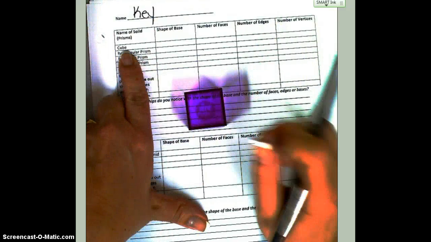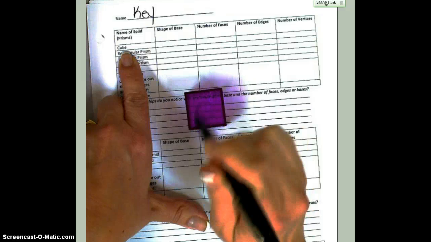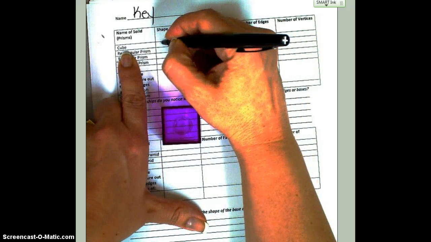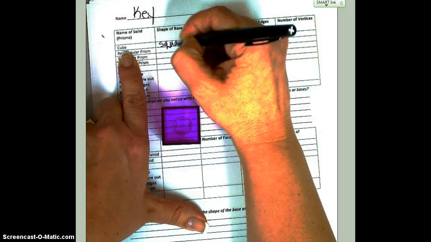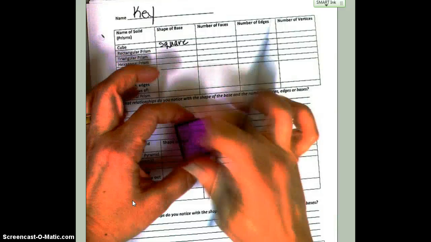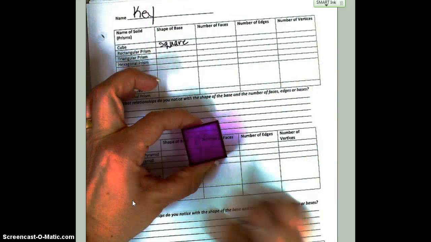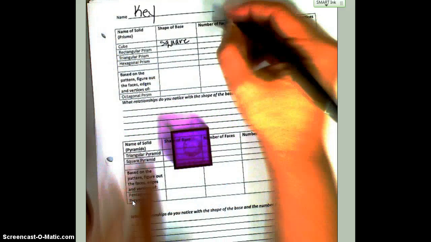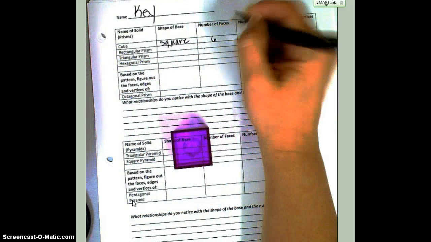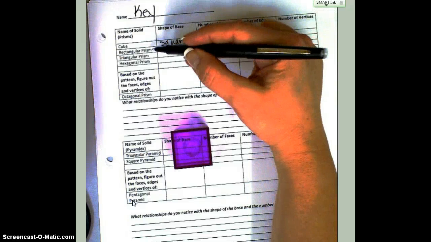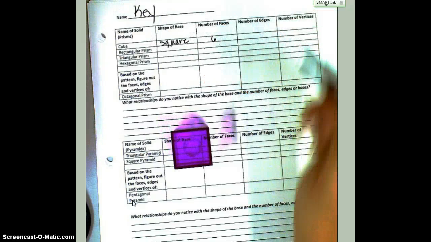It's our first shape. Shape of the base, if it's truly a cube, the shape of a base should be a square. And number of faces, those are the flat sides, 1, 2, 3, 4 as I go around, plus the bases, 5, 6. And we've discovered before that when it's a rectangular or a square prism, it's always going to have 6 faces.